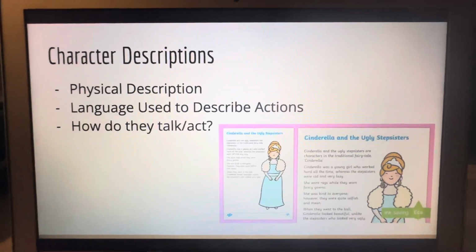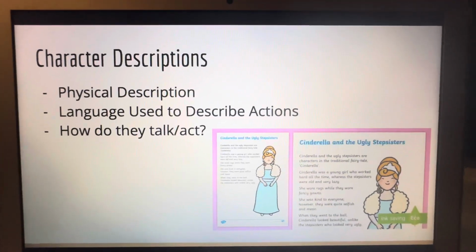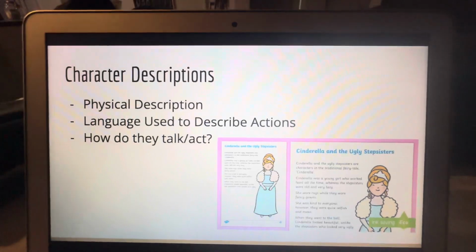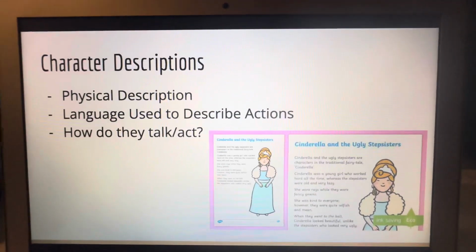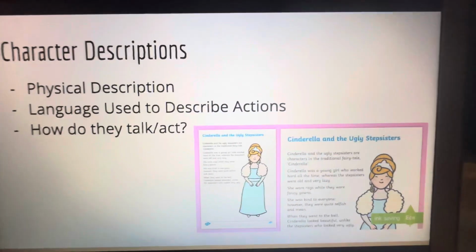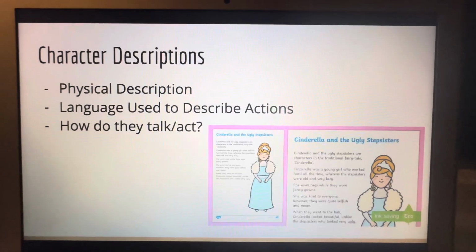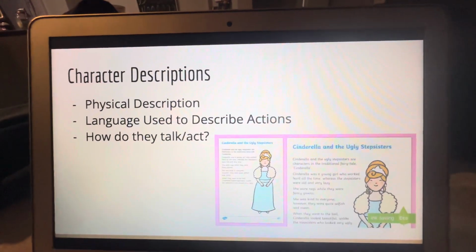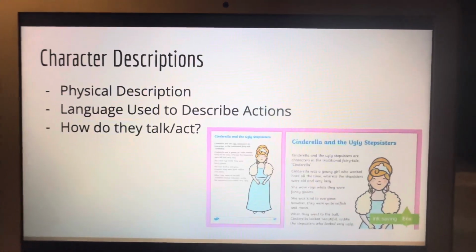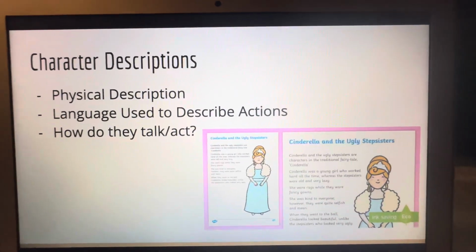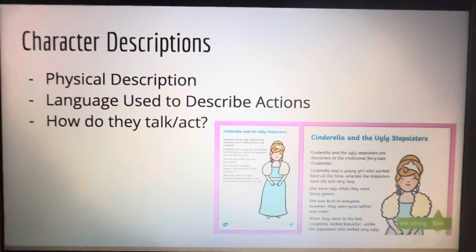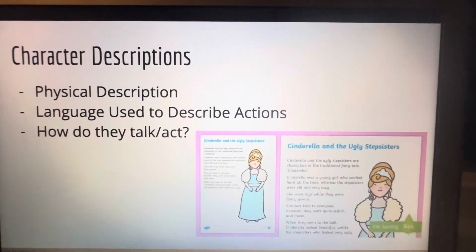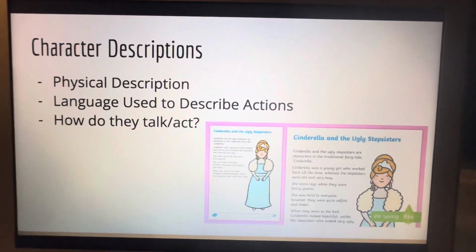What language is used to describe their actions? Are they nasty and dumb, or are they smart? How does the author use the words he chooses to make us perceive them in a certain way? And how do they talk and act that makes us perceive them in certain ways?